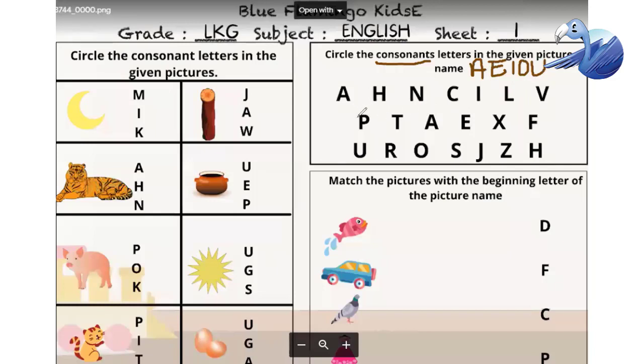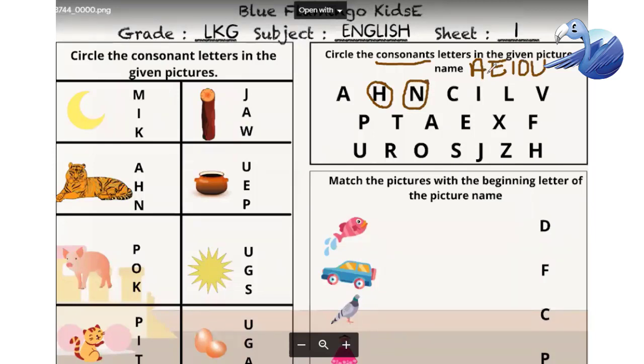Okay. Now look at the screen. A is here, no? So we don't have to circle A. Next letter is H. Do you find H in these 5 letters? No. So we have to circle H because H is a consonant. Okay. Now next is N. You find N here? No. So we have to circle N.